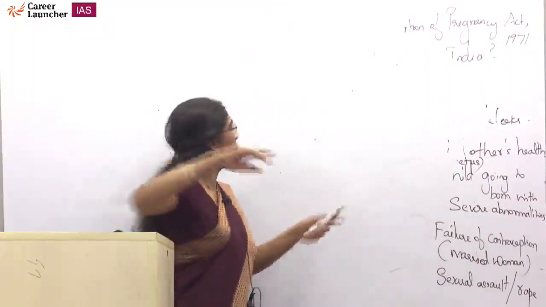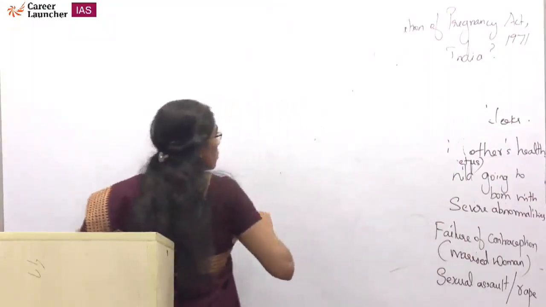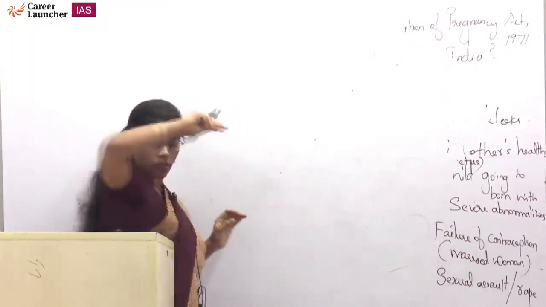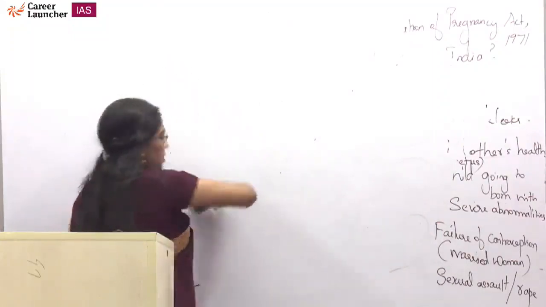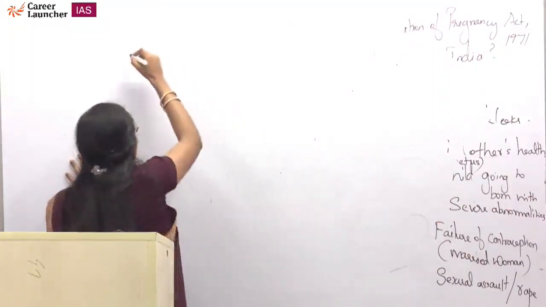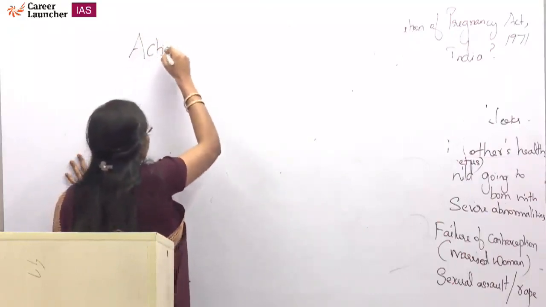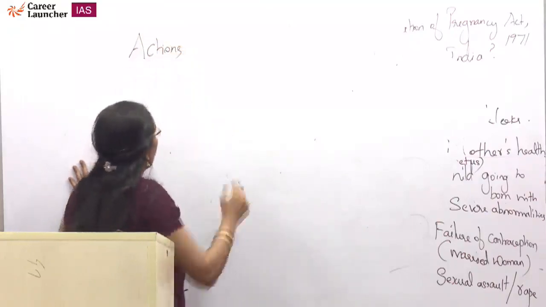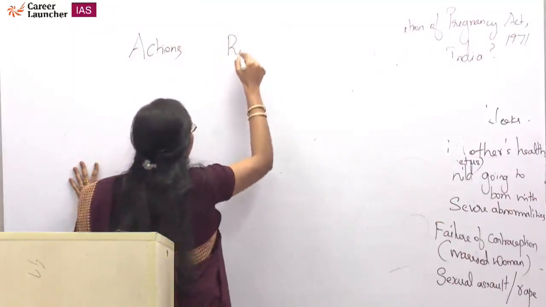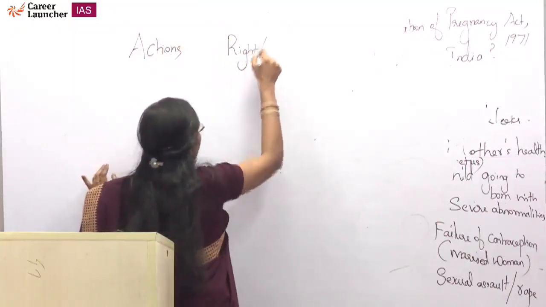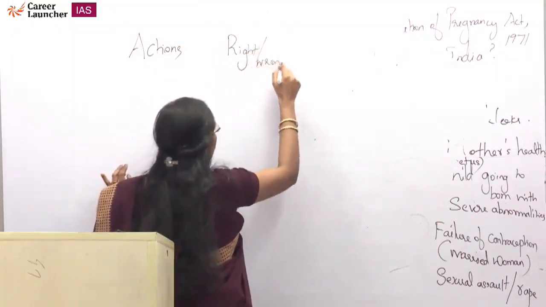Are we done with this? So we will pass to the definition. Actions. If you want to make a tabular column, you can make it: right or wrong.